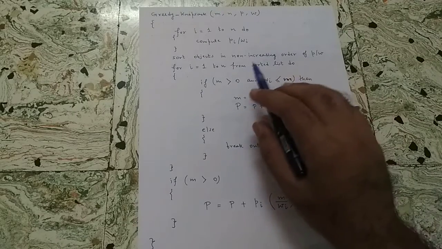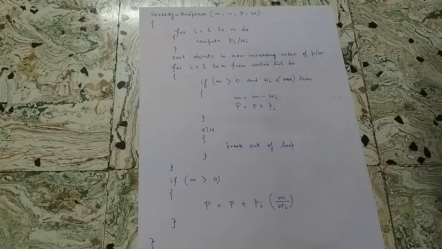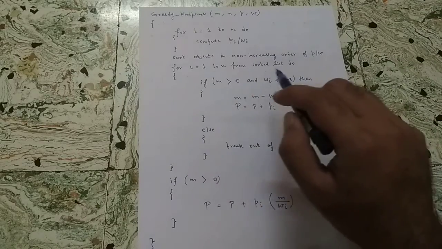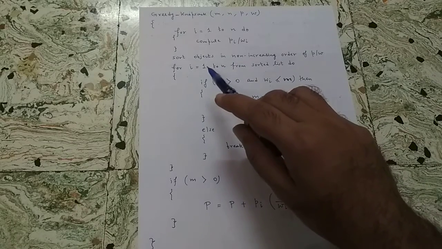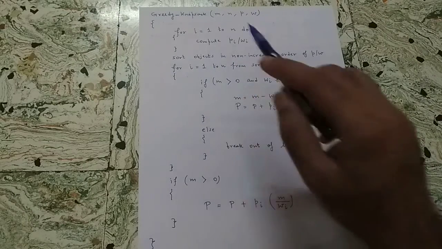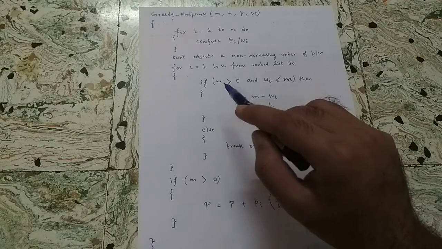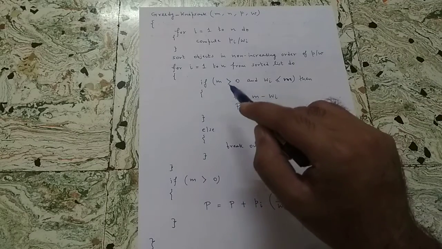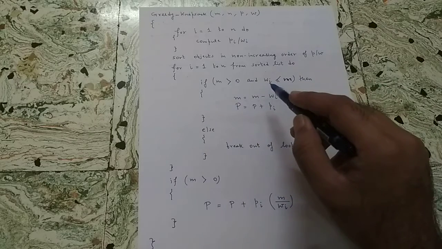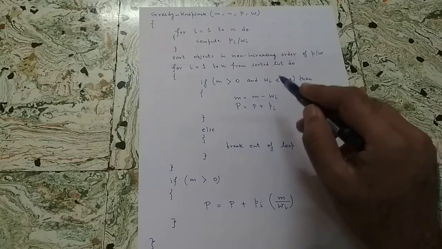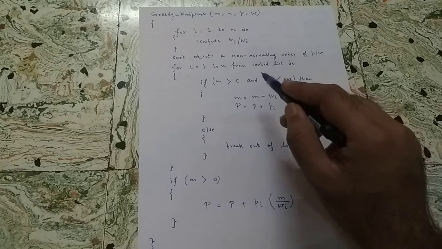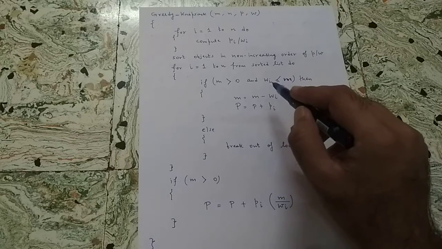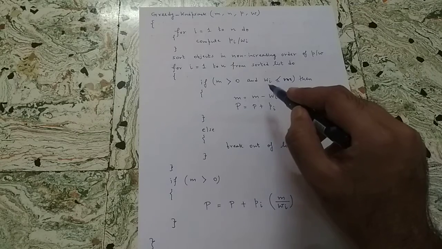After arranging the objects in non-increasing order of profit per weight, from the sorted list we'll start right from the first object. We'll choose an object and check m greater than 0. This m greater than 0 signifies that the knapsack still has some space in it. Along with that, another criterion has to be satisfied, and that criterion is the weight of the object. Which object? The ith object. See, w suffix i denotes the ith object.